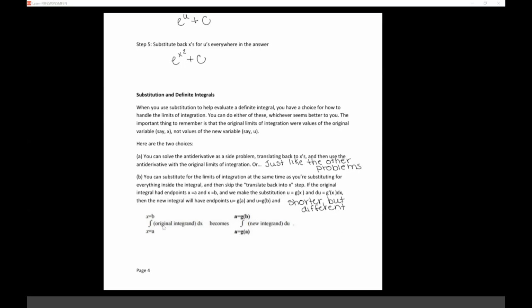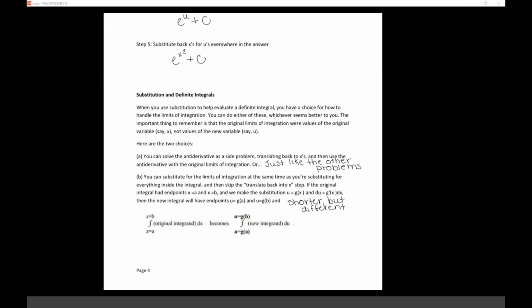So here's the substitute limits idea in general. Your original integrand is in terms of x. It has x limits on it. You're going to substitute those values that are the limits into your function for u and get u limits because your new integrand will be in terms of u. And again, you don't need to do the substitute back, because all we're going to get out of a definite integral is a number.